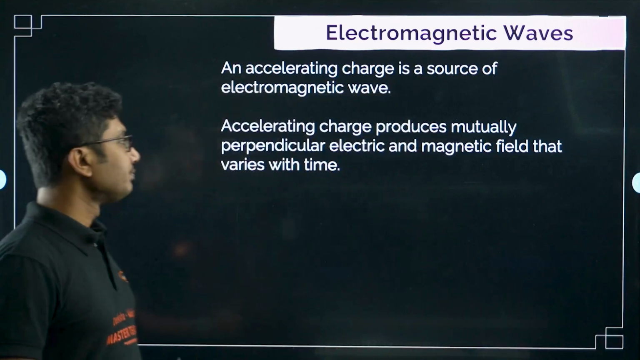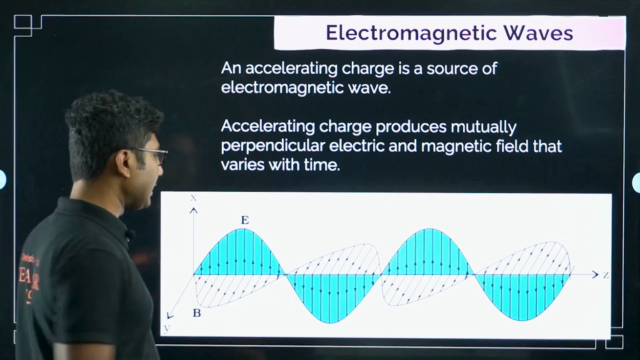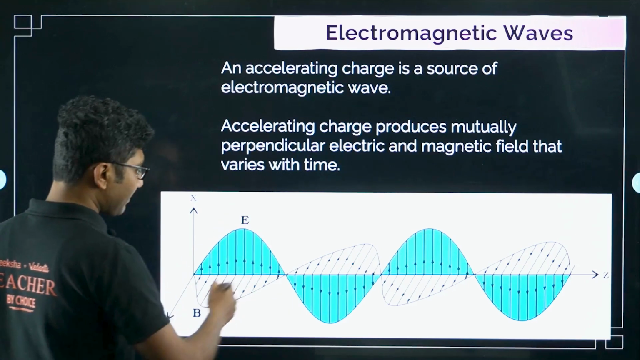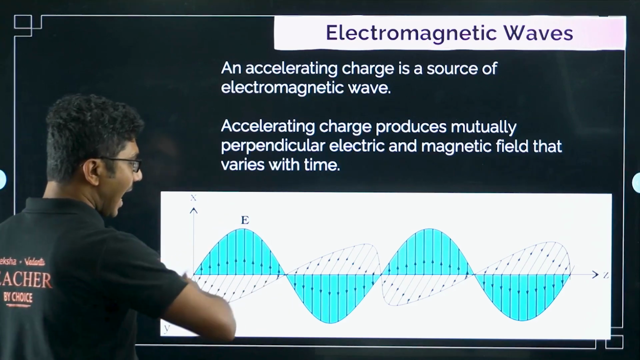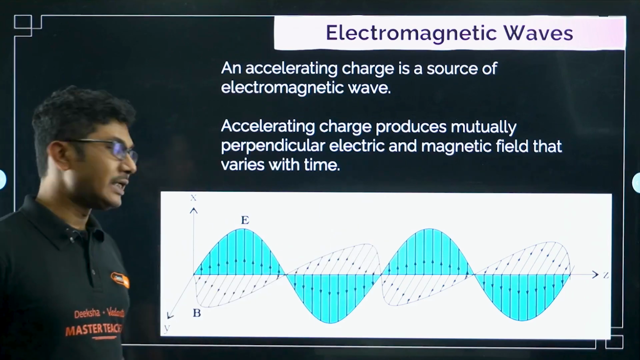Okay, clear? Now you can see why I am saying both have to vary. So electric field is varying like this, magnetic field is varying like this, and that together is the process of producing an electromagnetic wave.